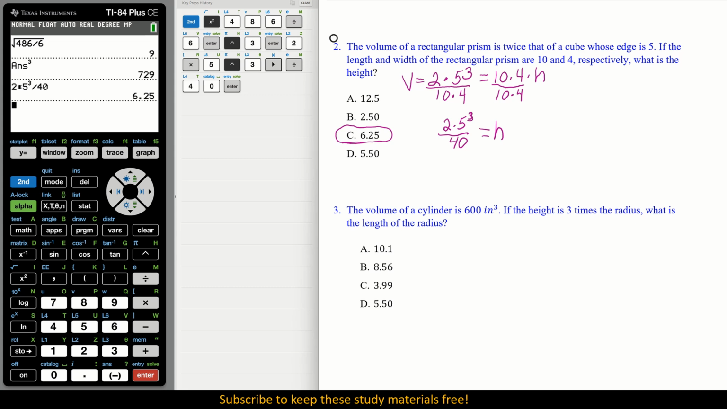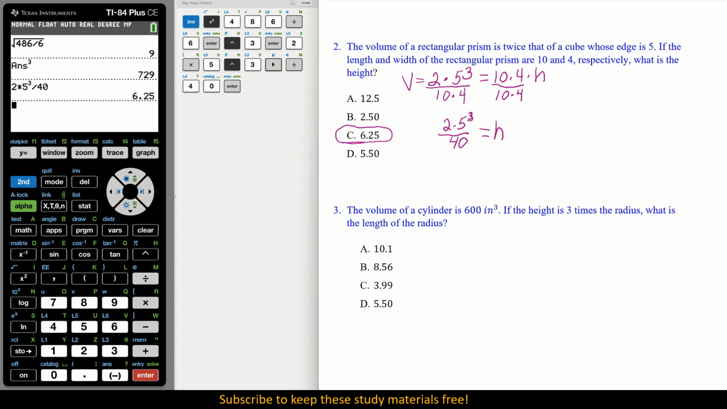The volume of a cylinder is 600 inches cubed. If the height is 3 times the radius, what is the length of the radius? So we are trying to solve for R. So this is what we're really doing. We are taking the volume. And actually, maybe I'll go ahead and write this out first.